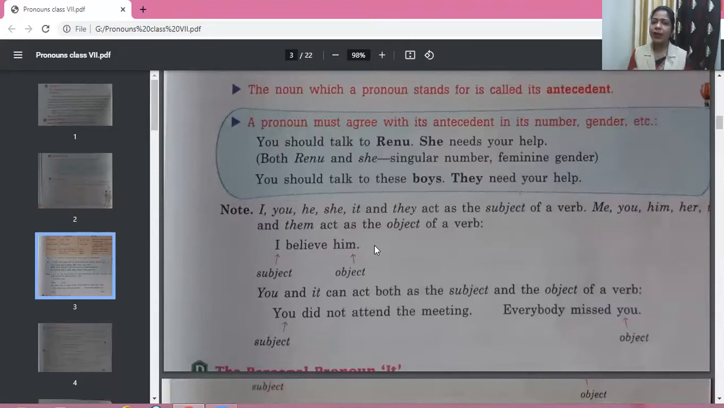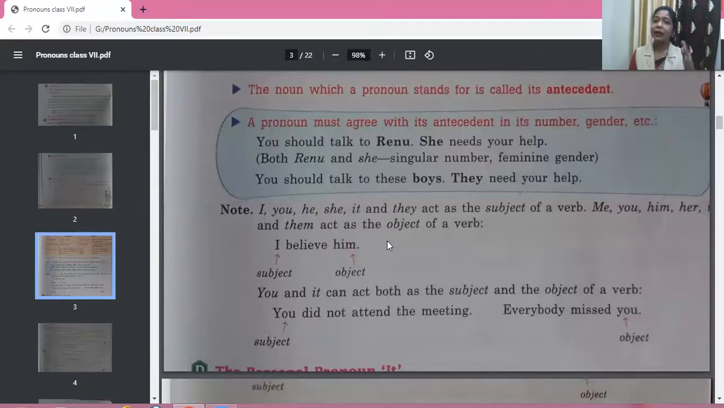What you can do is you can place them in a sentence in that position. I'll tell you again. See this sentence. I believe him. Now I is the subject and him is the object. Now can you begin the sentence with him? Can you say him believes me? No. What would we say? He believes me. So he can be the subject, but him can only be the object. I can be the subject, but me will be the object. She will be the subject and her will be the object.